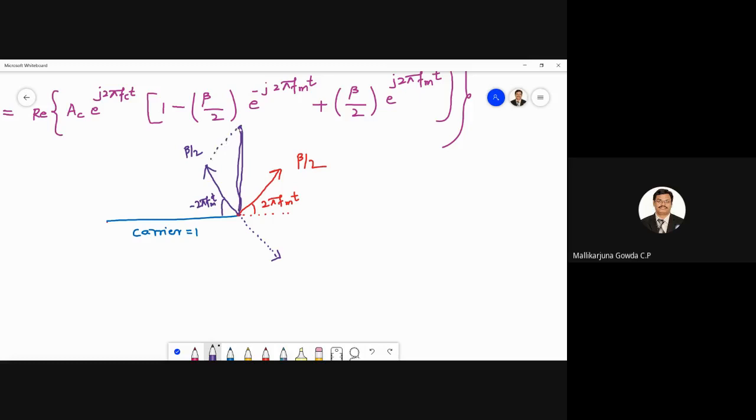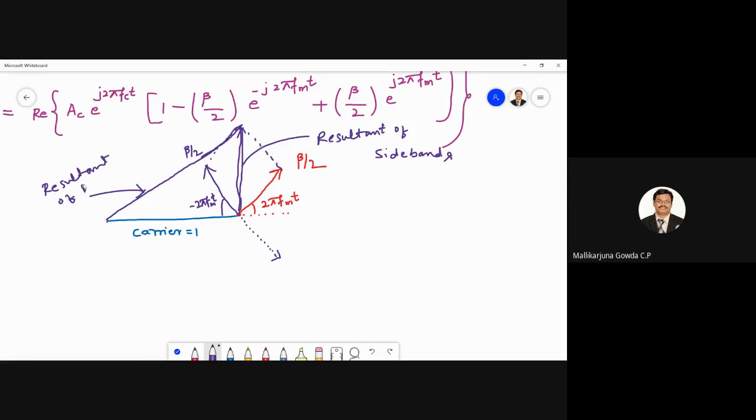Is this clear? If it were just e power minus j 2 pi fmt, I would have drawn it like this. Since it is minus of e power minus j 2 pi fmt, it will be a mirror image of this. So now I can write this as my resultant. This is the resultant of the sidebands, and this one is the resultant of the FM signal.